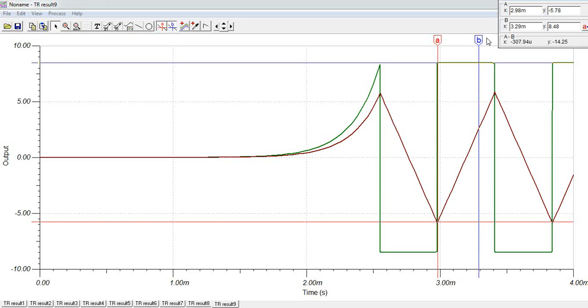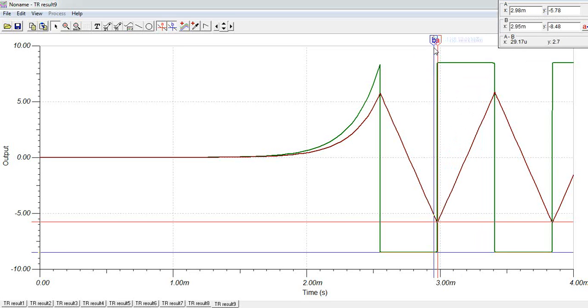Now we'll look at the square wave. The peak is at 8.48 and negative 8.48. Hence we get a peak-to-peak value of 16.96.